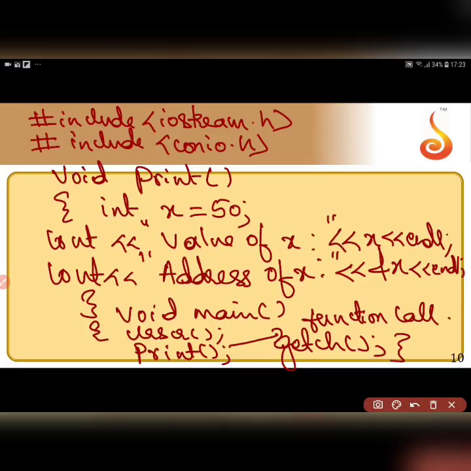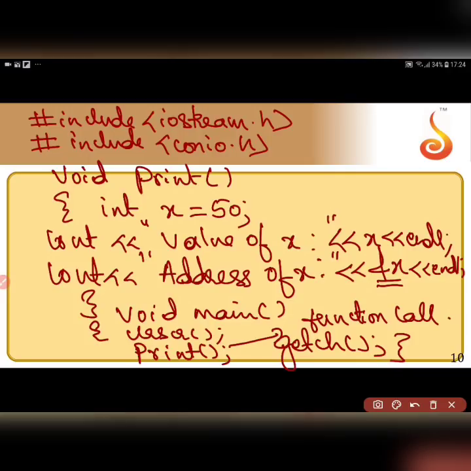What am I doing here? I am having void print as my function. Int x is equal to 50. I am having a variable x, and I am storing the value 50. Cout value of x would be printed as it is, and then after that x is printed. After cout, the address of x, so ampersand x. When I say ampersand x, the address of x gets printed because of this ampersand.